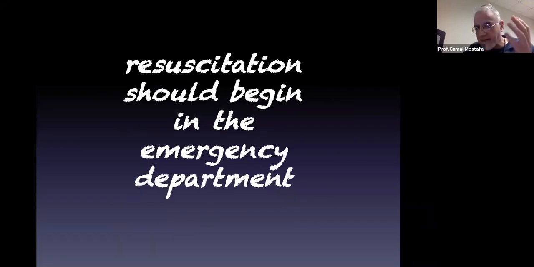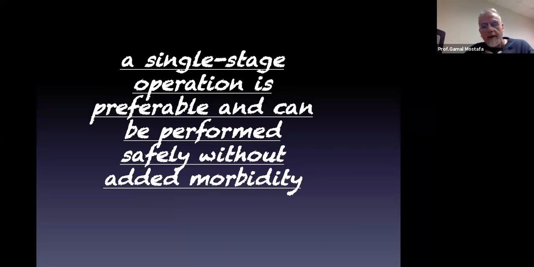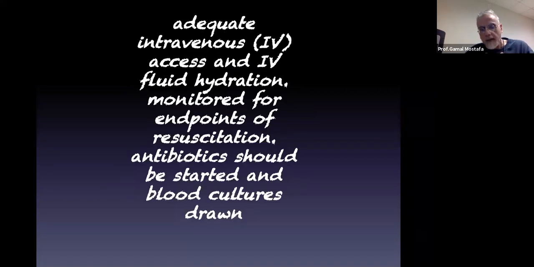statements. Can I have some statements to guide my management here? Statement number 1, always resuscitate the patient in the emergency room. A single stage operation is preferable and can be performed safely without added morbidity. Don't give all these people a colostomy. You can always do a primary anastomosis and we'll see how. Adequate intravenous IV contrast, adequate intravenous access.